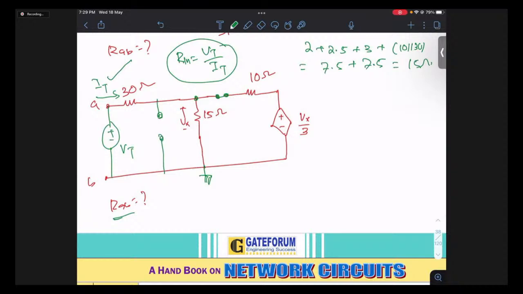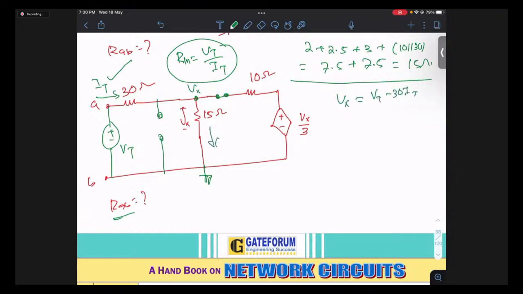Anyway, so what is Vx? Vx is this branch voltage, and there's nothing wrong if I say this is my Vx, because if one end of the branch is connected to ground, then the branch voltage will be the same as the node voltage. So this is your Vx. But what is Vx? This voltage Vx is Vt minus 30It. So your Vx in this case is Vt minus 30It.